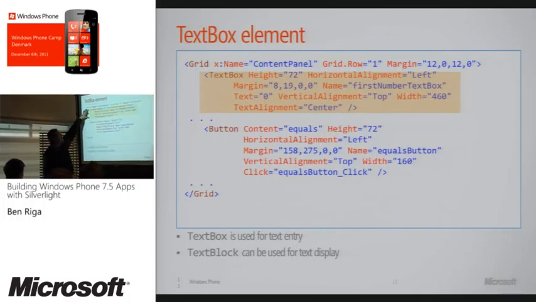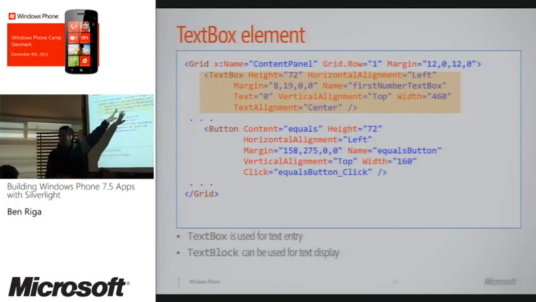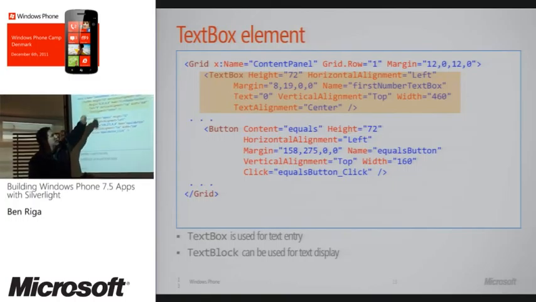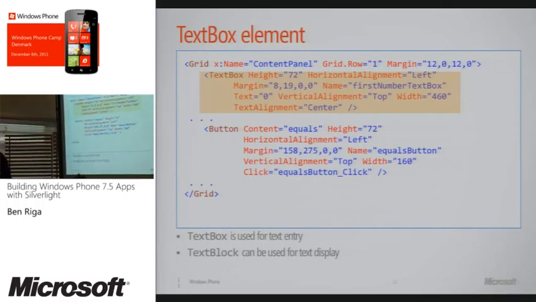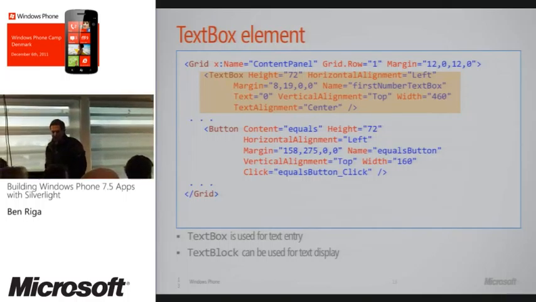And so here I have my text box, which has all sorts of other properties, right? The height of the text box, the horizontal alignment, the name of it so that we can refer to it in code, and so on. Same thing with the button.